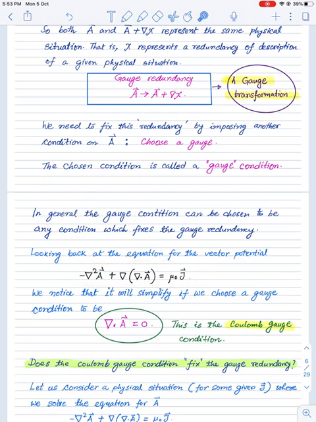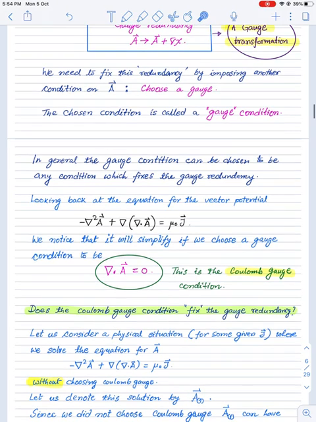Remember that the equation for the vector potential had this form, right? The equation for the vector potential has this form. So we see that life will be very simple if this term corresponding to the divergence of A is not there, because then we'll just have a term which is the Laplacian acting on the vector potential. Okay, so this is the equation that we need to solve to know what the vector potential is in a given situation where this current density is given.